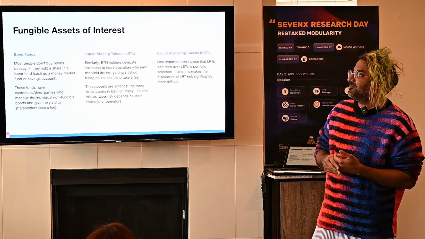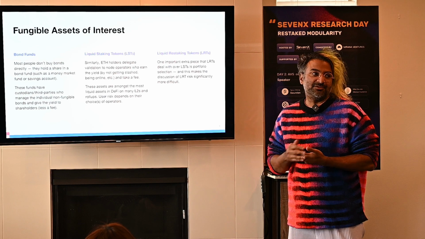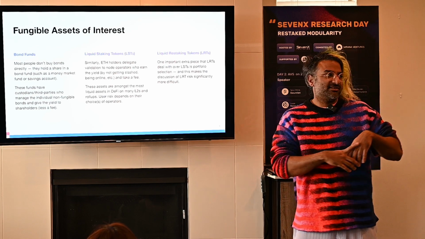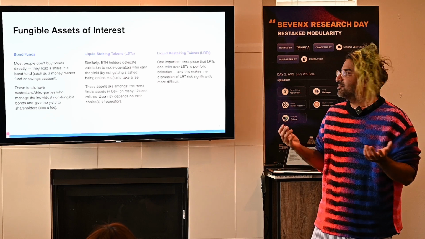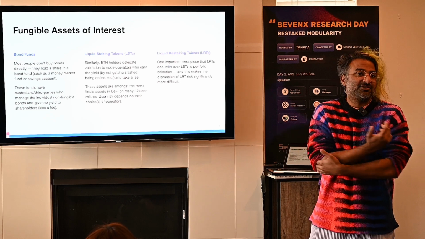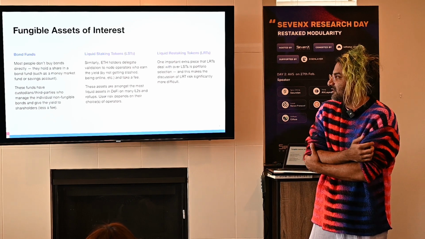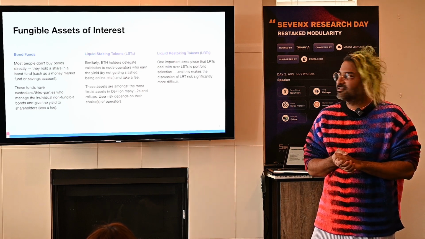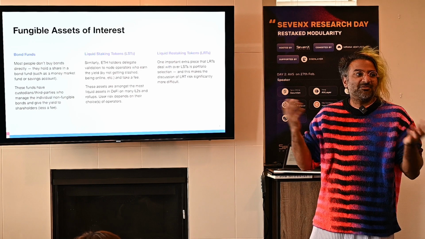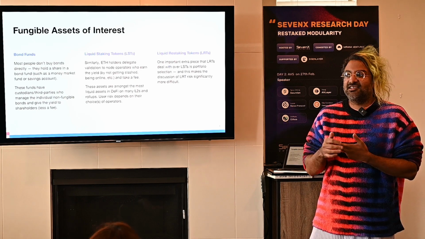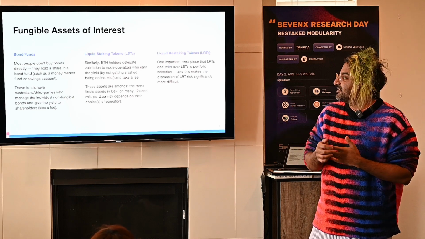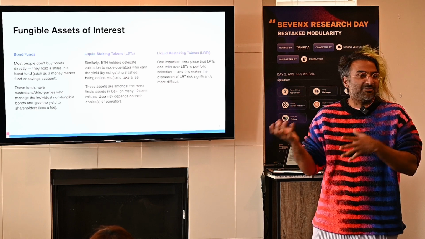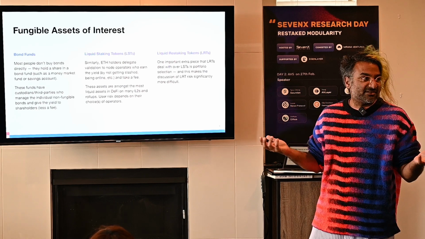On the other hand, what are the fungible assets that people talk about in these 3 worlds? So the first one, which we call, just for simplicity, bond funds. There's a lot of different types of bond funds. But if you think about it, most people don't buy bonds themselves. They keep their money in a bank, they put their money in a money market fund, they keep their money in a savings account. All of those things are implicitly taking that money and buying bonds somewhere under the covers.